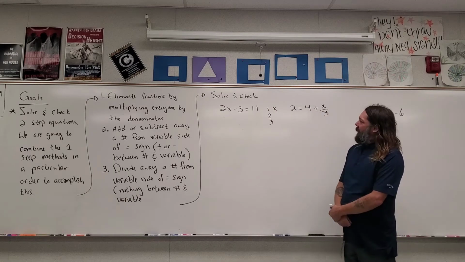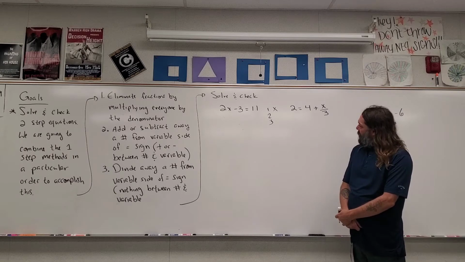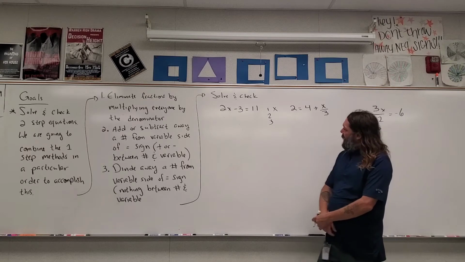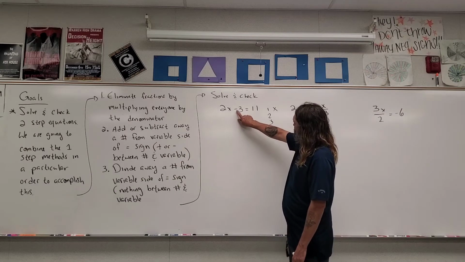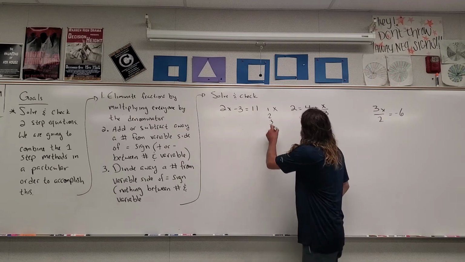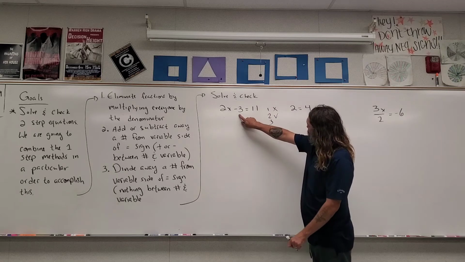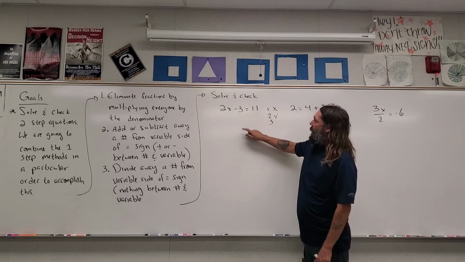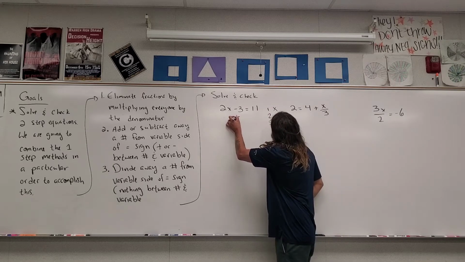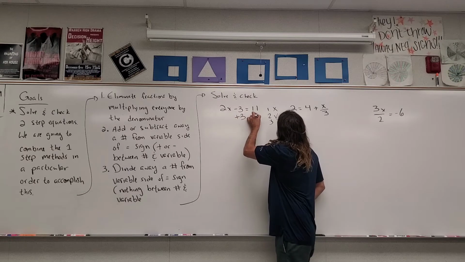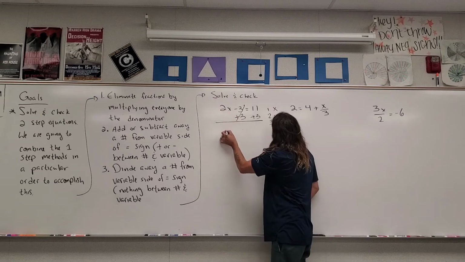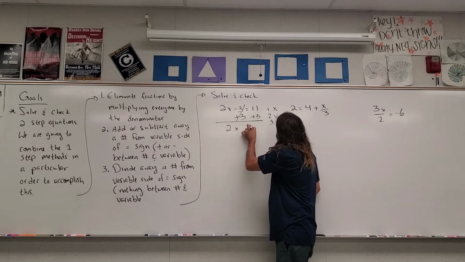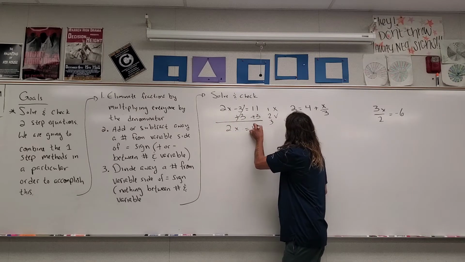Step 2. Can I add or subtract away a number from the variable side of the equal sign? Meaning that I have a plus or minus between a number and a variable. Well, I do have a minus between a number and a variable, so I can do step 2. And I need to make this minus 3 go away. So what I'm going to do is I'm going to add 3 to both sides. Plus 3, plus 3. I can cancel that out. The 2x drops down. 2x is equal to 11 and 3. That gets me to 14.